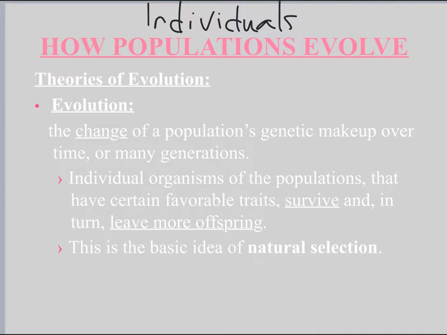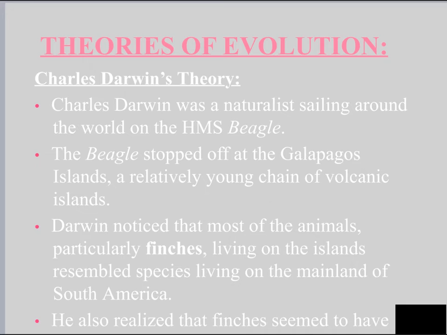So the theory is the change of a population's genetic makeup over many generations. The general idea is that there are certain individuals in the population that are able to survive over others. Those individuals that survive do so because they have certain favorable traits. And then those favorable traits are passed on to more offspring because those organisms are surviving. So that's the basic idea of natural selection. I'm going to go through real quick the 4 basic tenets or principles of how this actually occurs.